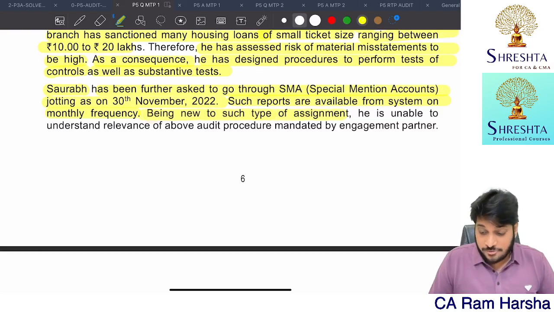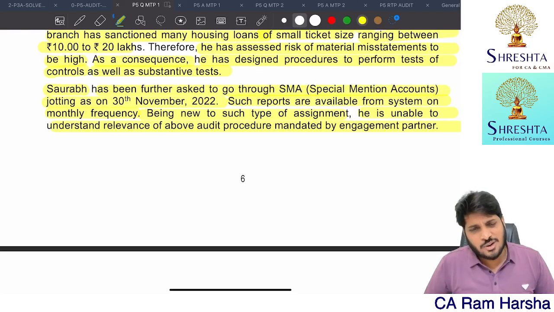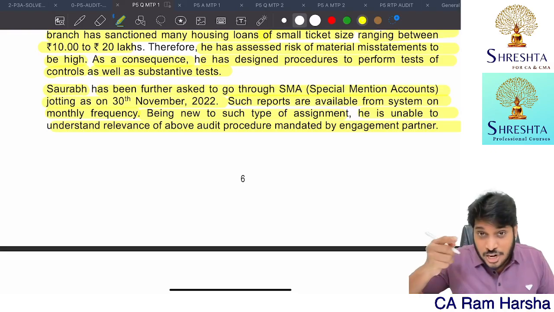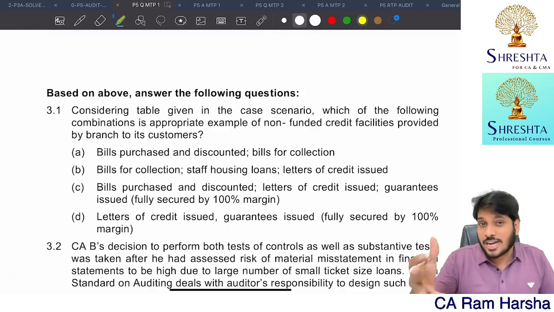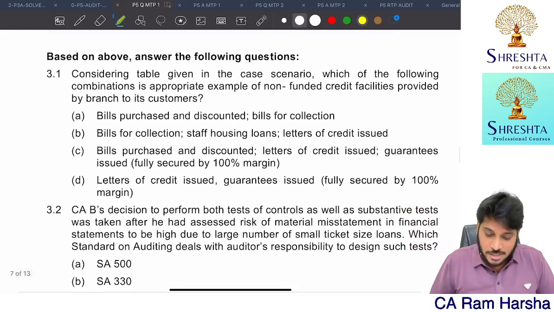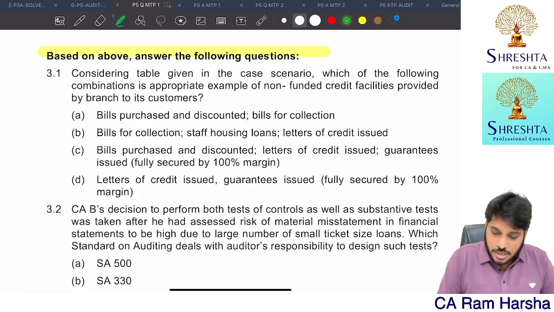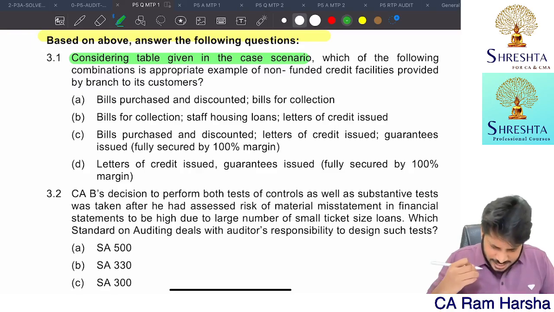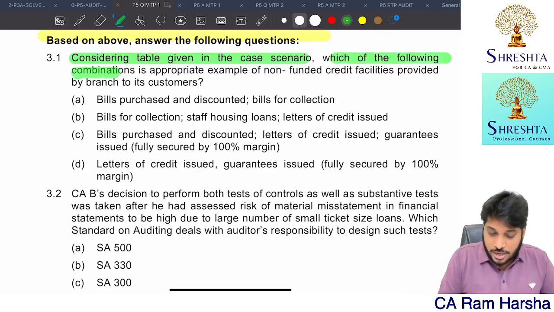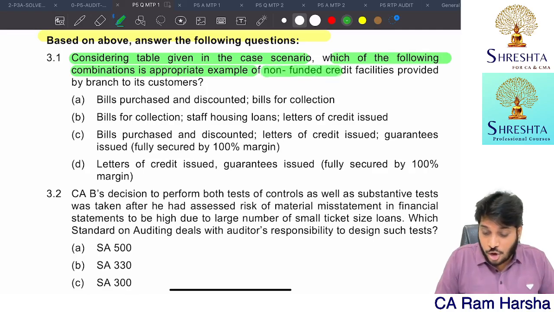Being new to such type of assignment, he is unable to understand relevance of the above. Why do special mention accounts have to be seen? What is the relevance? To decide NPAs, to decide potential non-performing assets. Since he's new to the field, he doesn't understand that it's a potential non-performing asset. Based on the above, answer the following. Considering the table given in the scenario, which of the following combinations is an appropriate example of non-funded credit facilities provided by the branch to its customer?